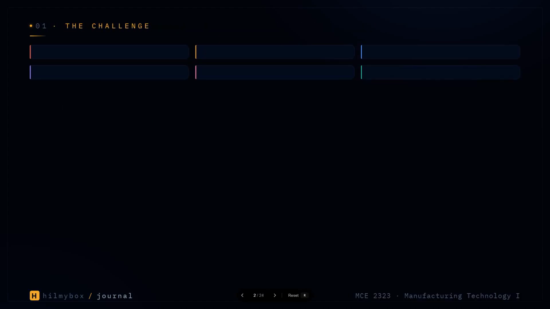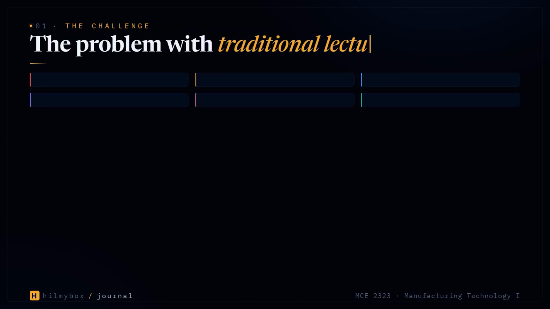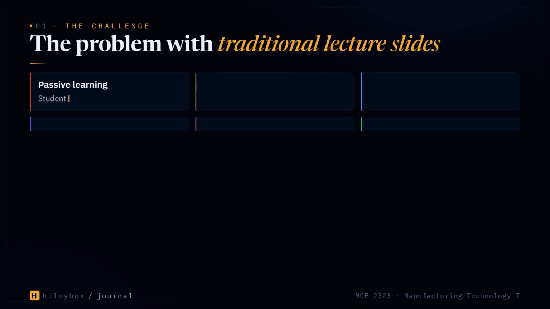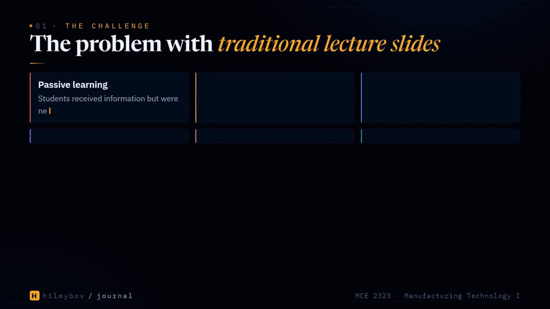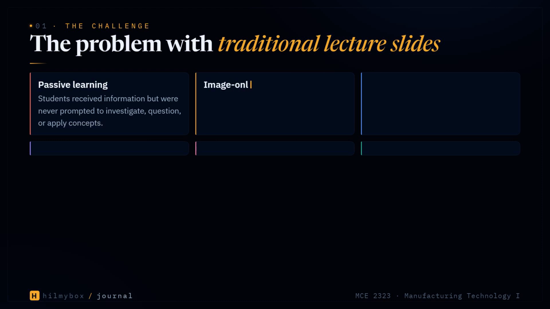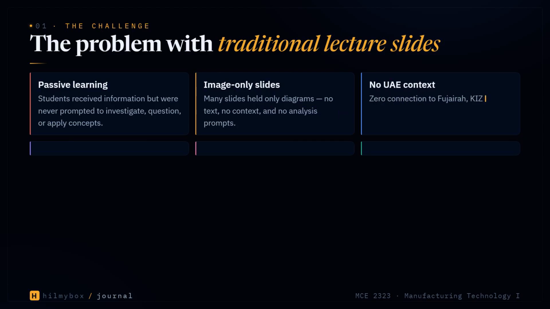Part 1. The challenge. The problem with traditional lecture slides. Passive learning. Students received information, but were never prompted to investigate, question, or apply concepts. Image-only slides. Many held only diagrams. No text, no context, and no analysis prompts.